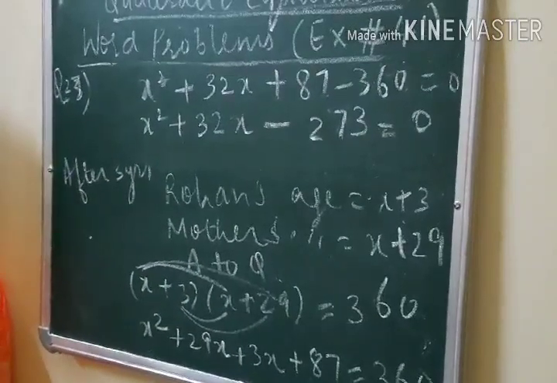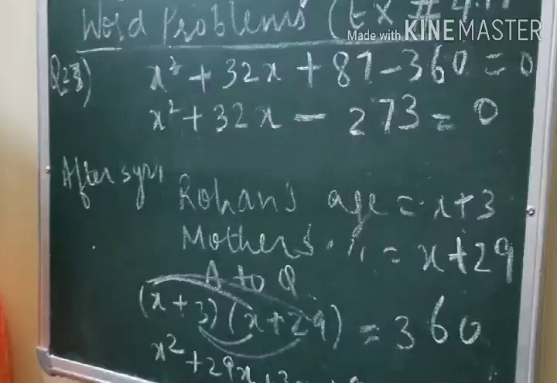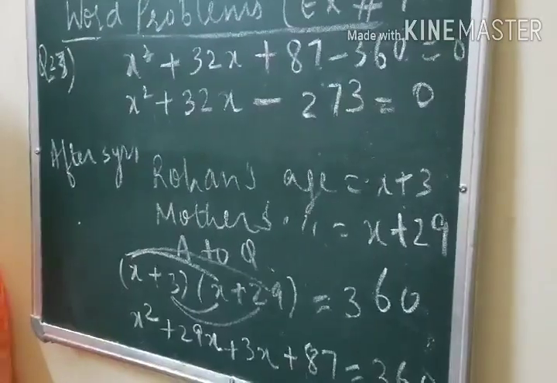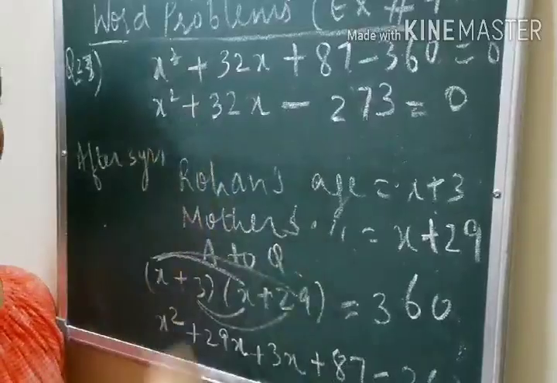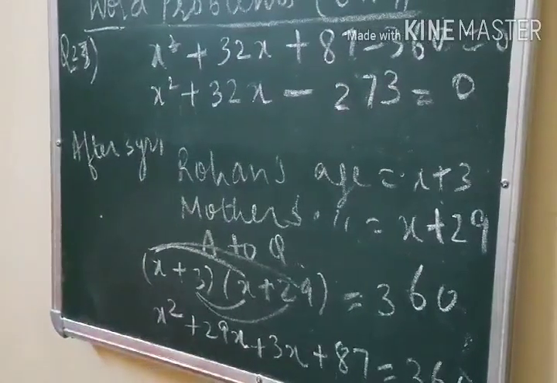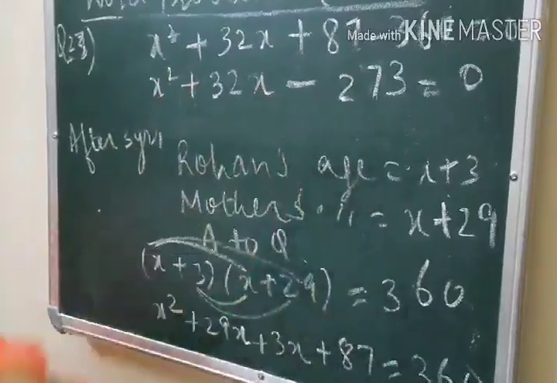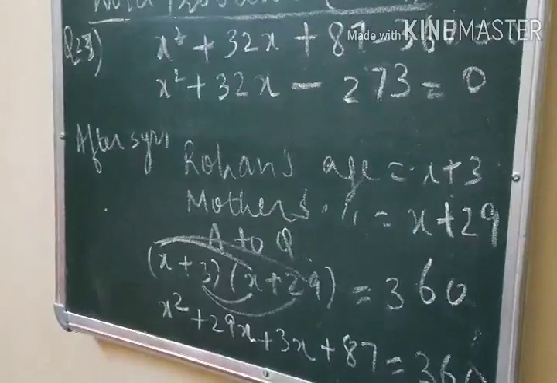Now in two of the parts I have told you how to make the factors and how to solve the quadratic equation. Now in further parts I am not solving this further. I just frame the equation, solve it further yourself.